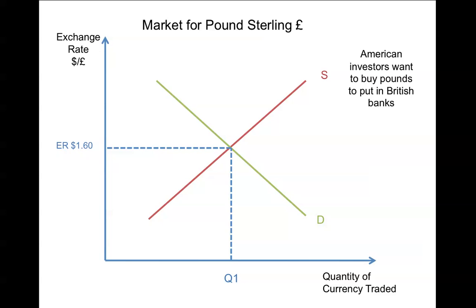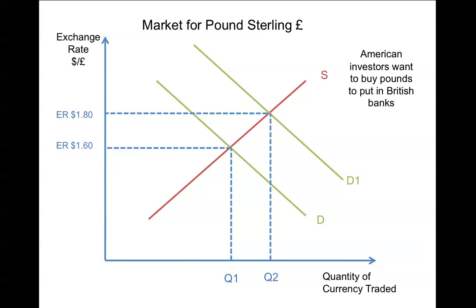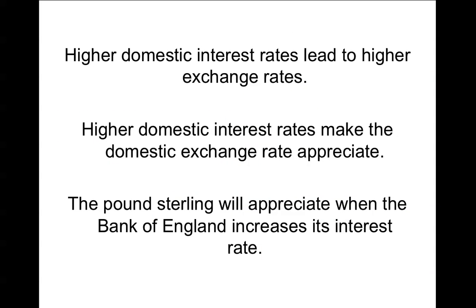So the American investors want to buy the pounds to put into British banks. That shifts the demand curve right. And again, we see the appreciation of the pound sterling as a result of the Bank of England putting up interest rates. And there are three ways of saying this. I think these all basically say the same thing: higher domestic interest rates lead to higher exchange rates. Higher domestic interest rates make the domestic exchange rate appreciate, and the pound sterling will appreciate when the Bank of England increases its interest rate. As long as one of those makes sense to you, I think you'll be fine, because really they say the same thing. The opposite holds true as well.